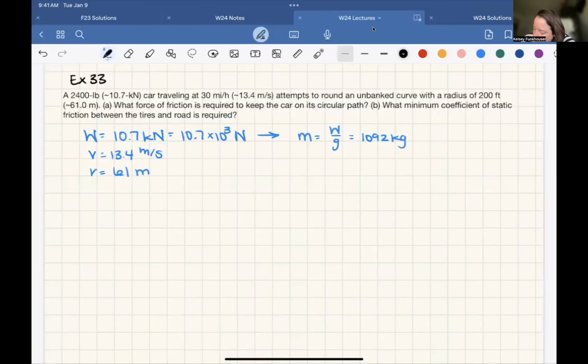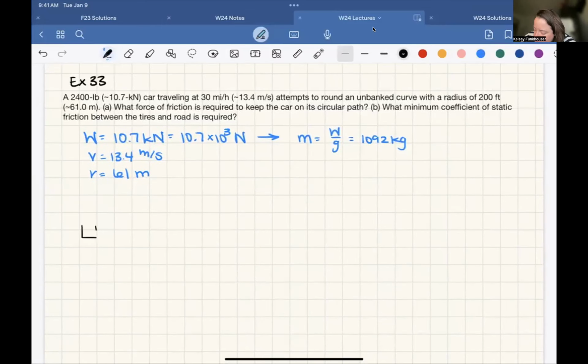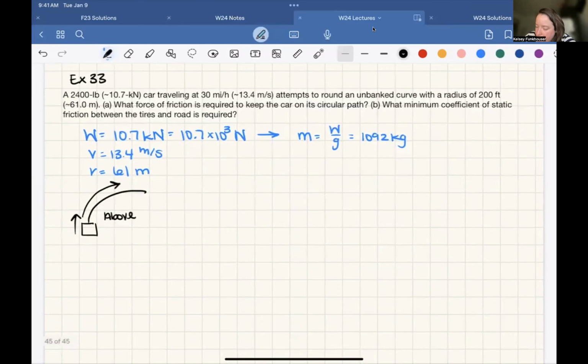Cool. And then I'm just going to draw a couple of diagrams. This is the situation from above. The car is going this way around the curve, and the radius of the curve is given as 61 meters. Then we're going to draw our free body diagram, but from behind the car. So the car's going to go that way. But yes, our free body diagram is from the perspective of behind the car.